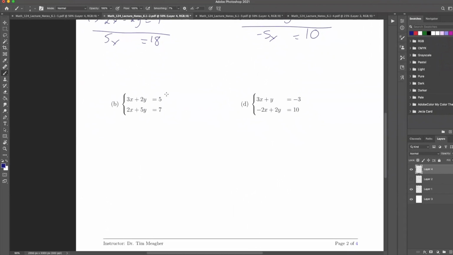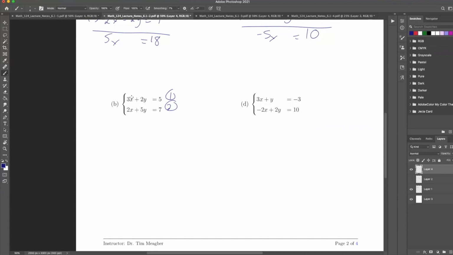So let's look at this one. Here, I don't have anything that's a multiple. So I have 3, and I have a 2, and I have a 2 and a 5. And so nothing jumps out as a good answer. In this case, if nothing's good, you can always just say, let's get rid of x this time. I got rid of y the last 2 times.